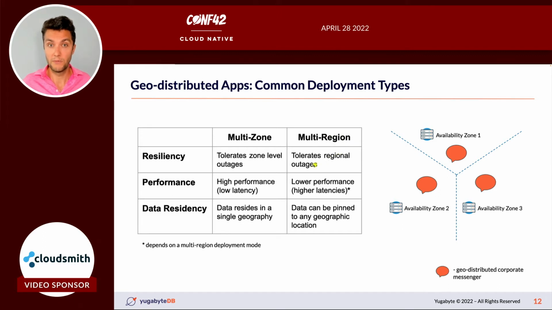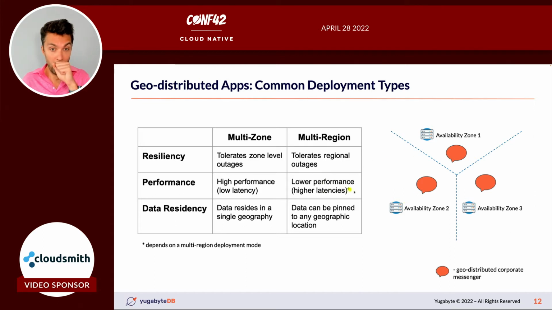With multi-region deployments, from the resiliency standpoint, you can tolerate region-level outages. If, let's say, your US West Coast region is completely down, then your users can be directed and read and write messages to, let's say, Midwest regions.